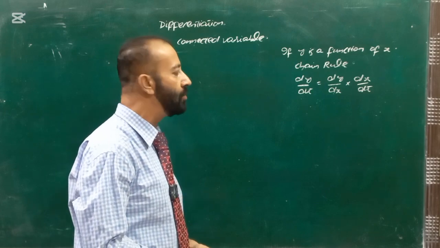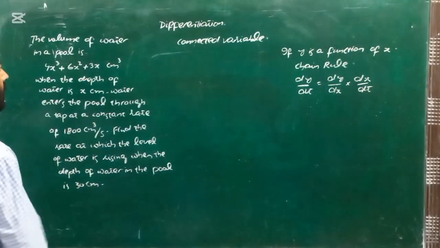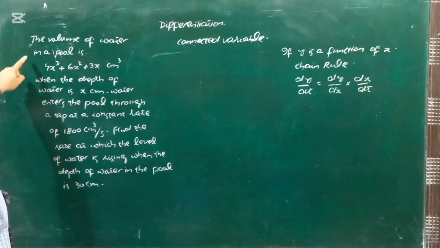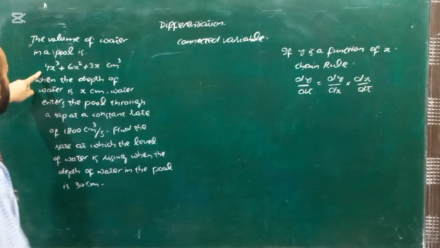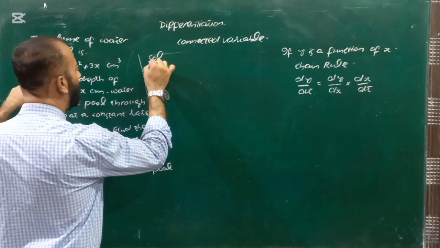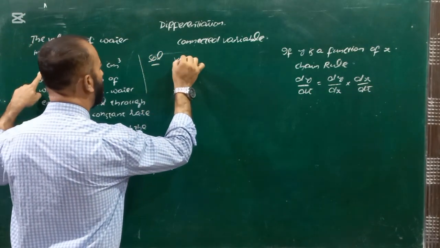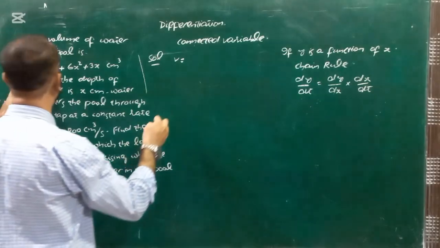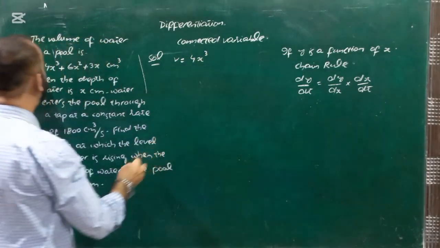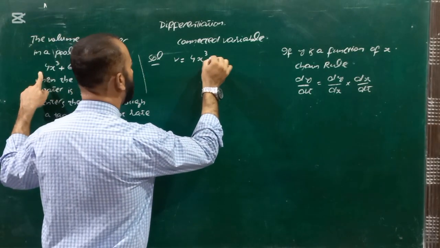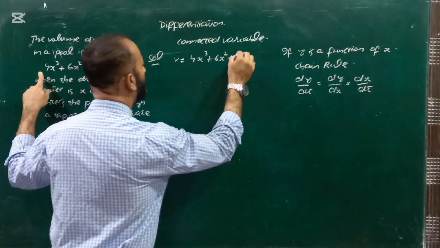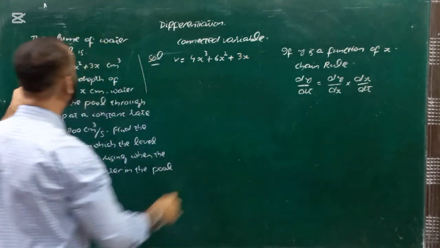So now we are going to do some questions. Here is a question of connected variables. This statement is the volume of the water in the pool is this. So here is the solution now. Volume of the water is 4x cube plus 6x square plus 3x. So this is the volume given.